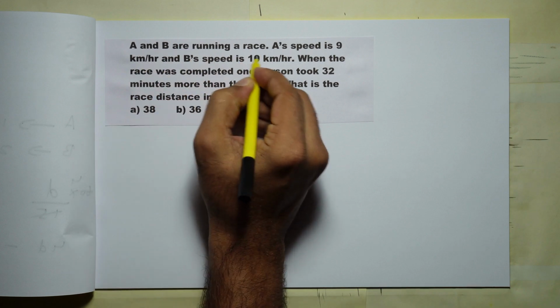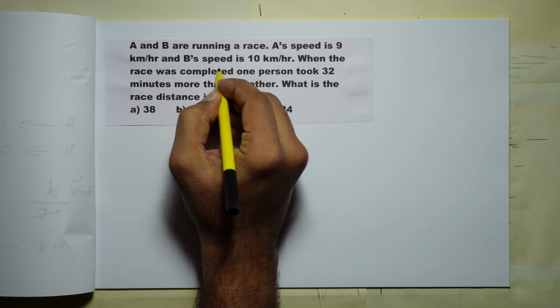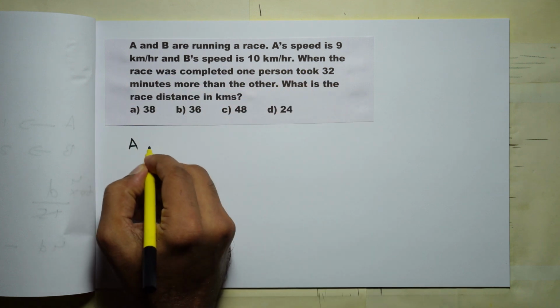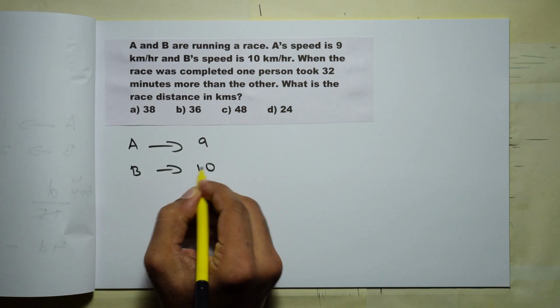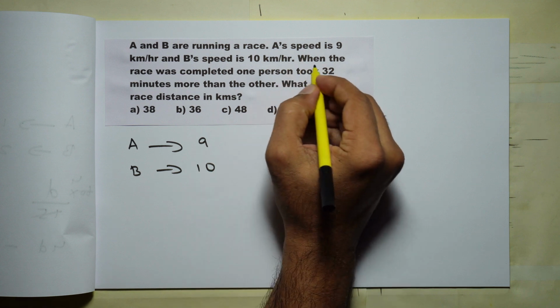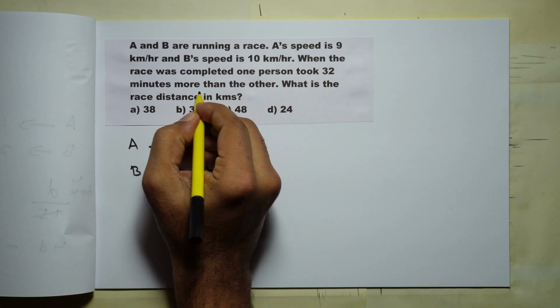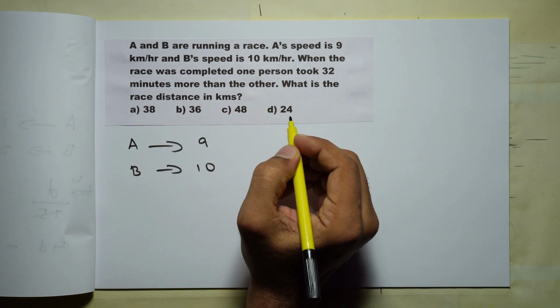A and B are running a race. A's speed is 9 kilometers per hour and B's speed is 10 kilometers per hour. When the race was completed, one person took 32 minutes more than the other. What is the race distance in kilometers?